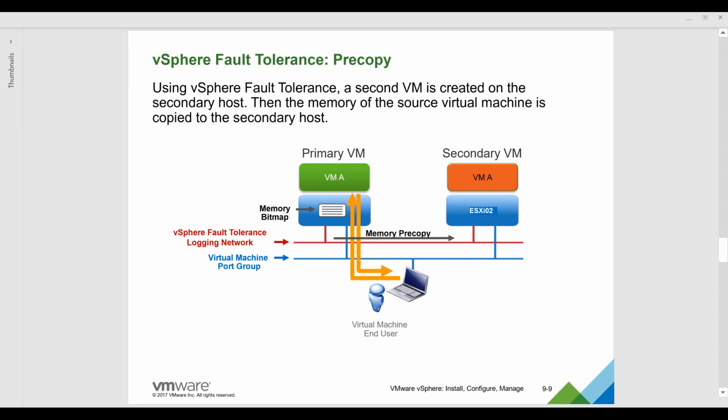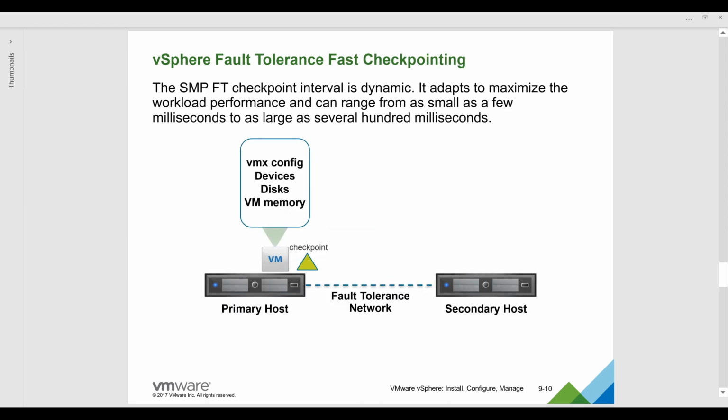Fault tolerance pre-copy. The second VM is created on a secondary host. Then the memory of the source machine is copied to the secondary. Fast checkpointing. The SMP fault tolerance checkpoint is dynamic. It will adapt to the workload performance, and it can be as little as a few milliseconds to as much as several hundred milliseconds.